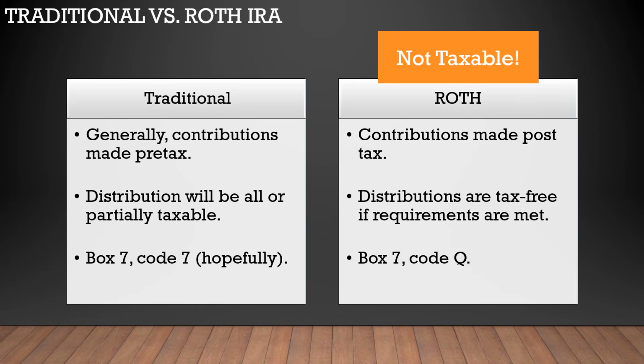And then again with our Roth, the contributions were made post-tax and the distributions are tax-free as long as there's certain requirements, like the taxpayer needs to have held the account for more than 5 years. That will be in box 7 and should be code Q.